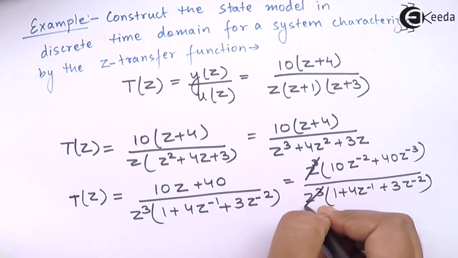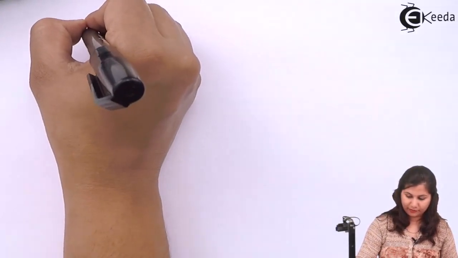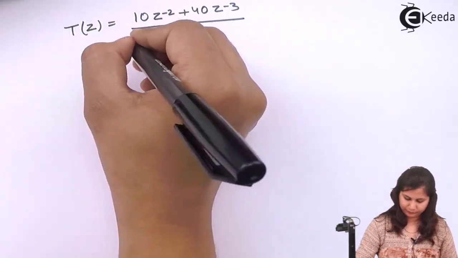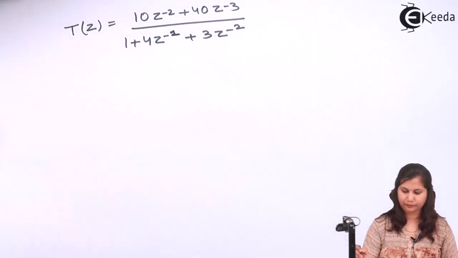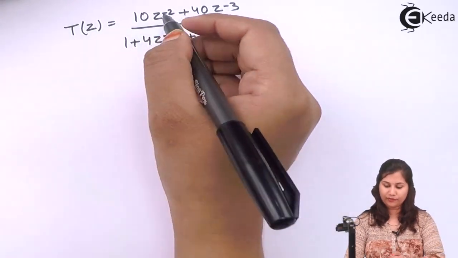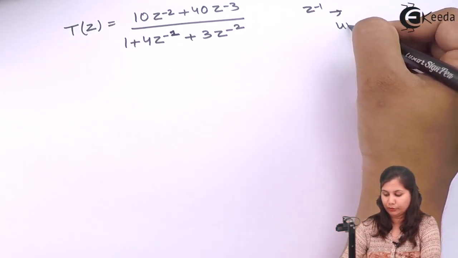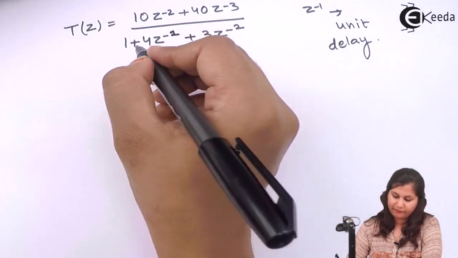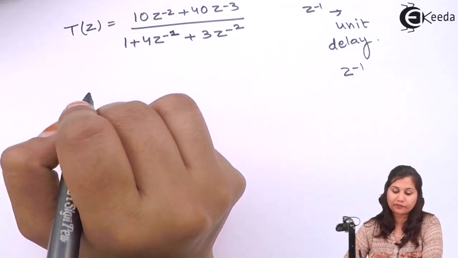So this Z cube and Z cube, they are cancelled out and we have converted this transfer function in the form, okay. So this is converted into the inverse of Z or in the form of unit delays. Z minus 1 is a unit delay. So we have converted into the delays form or we have converted into the negative powers of Z.